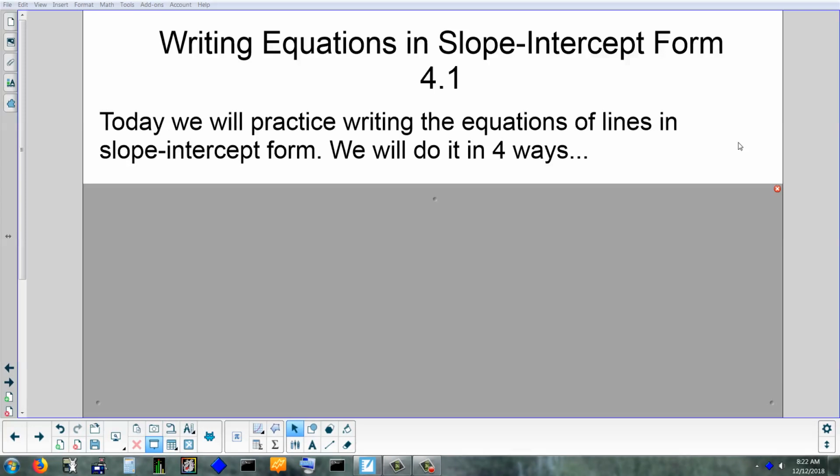All right? So we're going to look at writing equations in slope intercept. And we're going to look at doing it in 4 different ways.